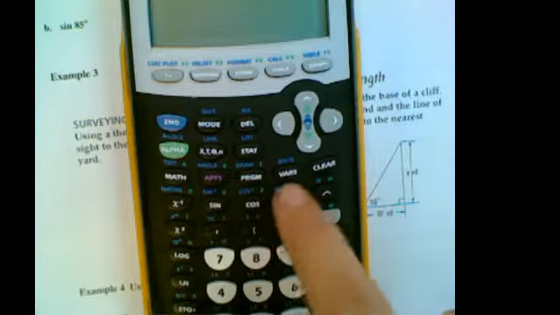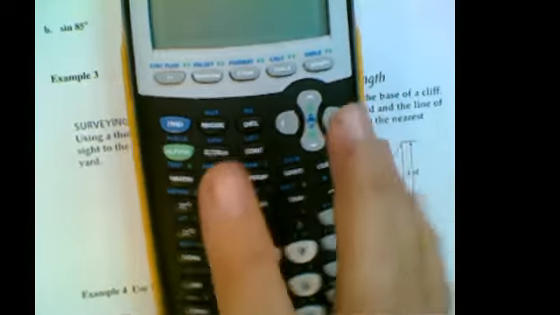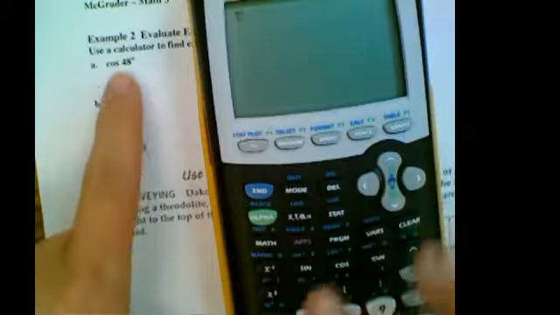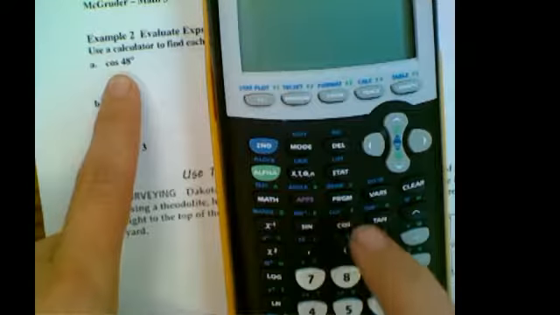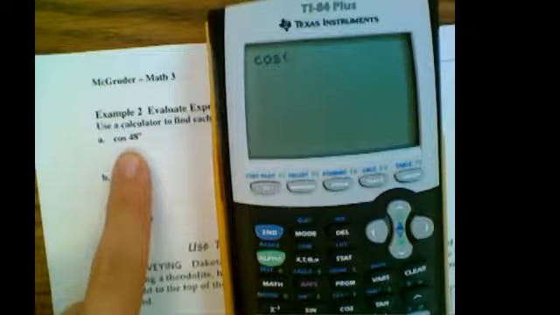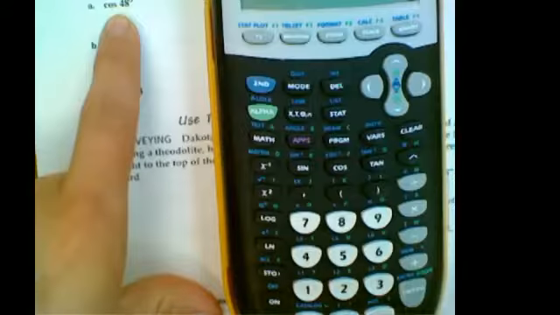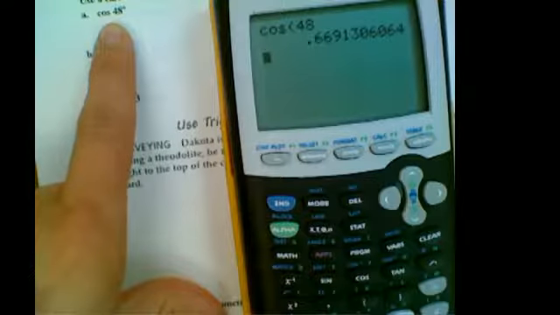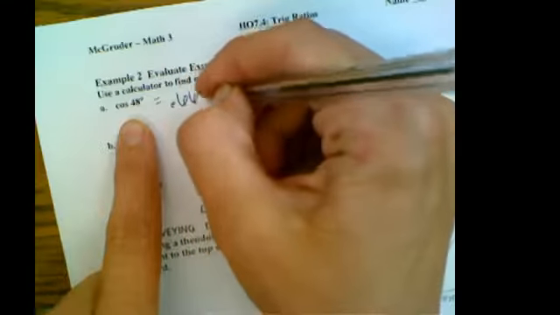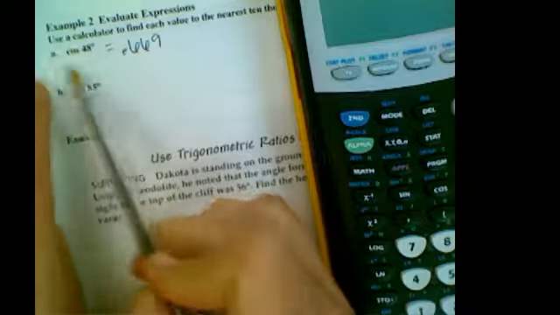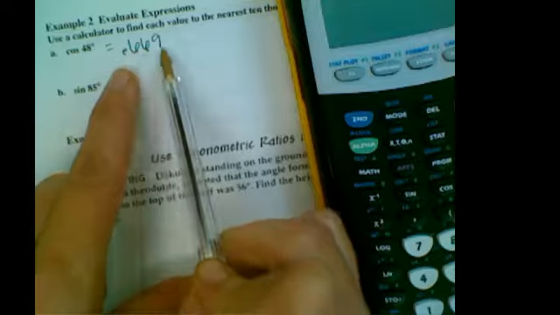You have sine, cosine, and tangent. So the very first one I want you to try on your calculator is the cosine of 48. So you literally hit cosine, 48, enter, and you get 0.669. So if I were to find the cosine of the sides of this triangle and do a ratio and simplify it, I would get 0.669.